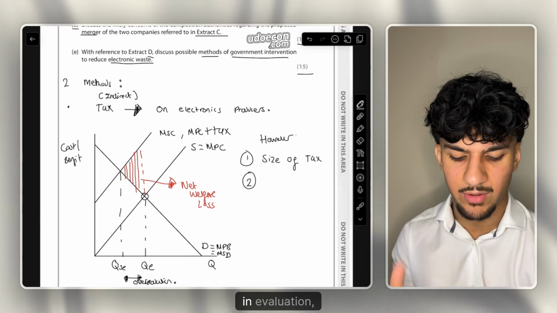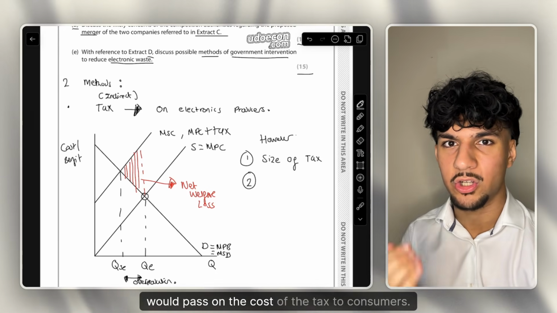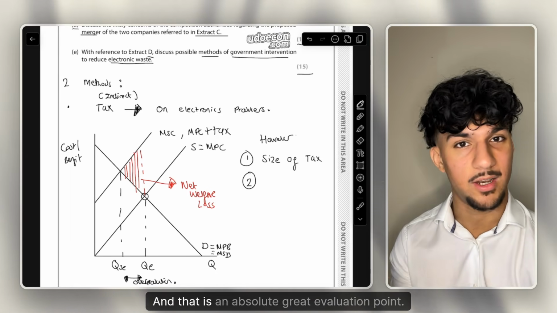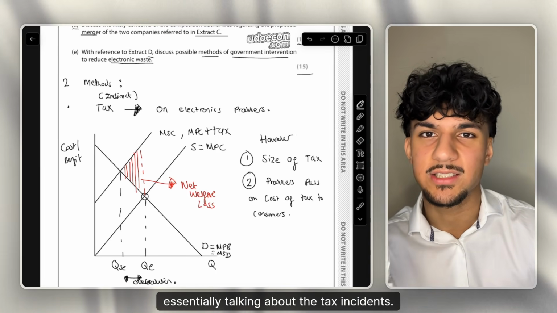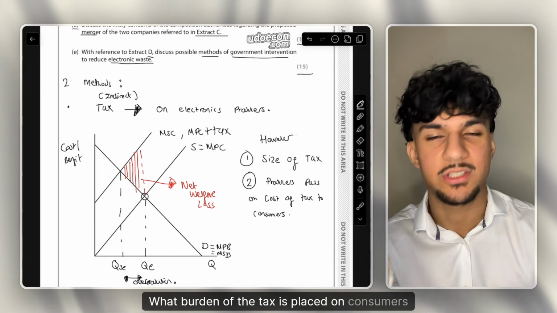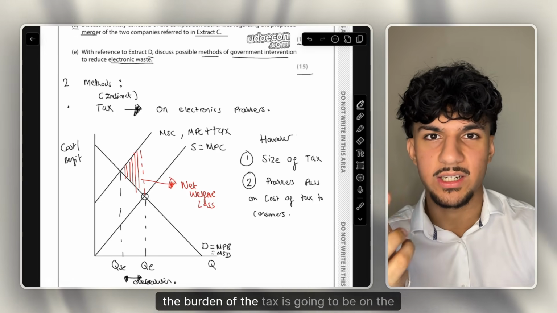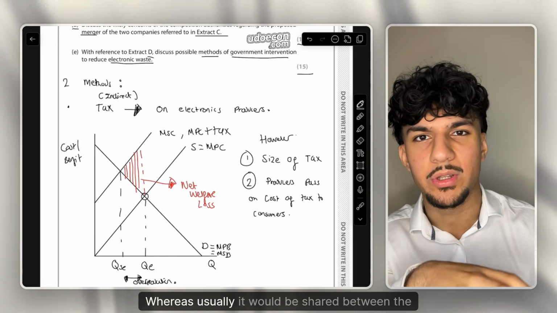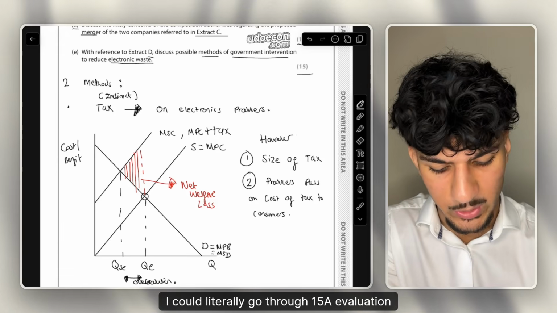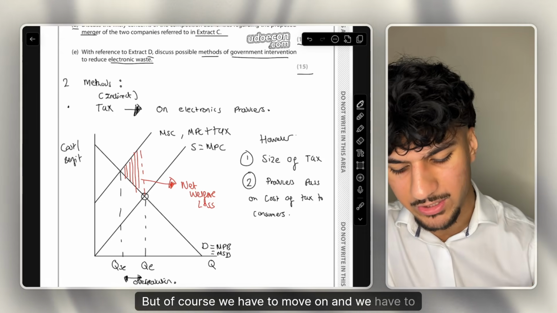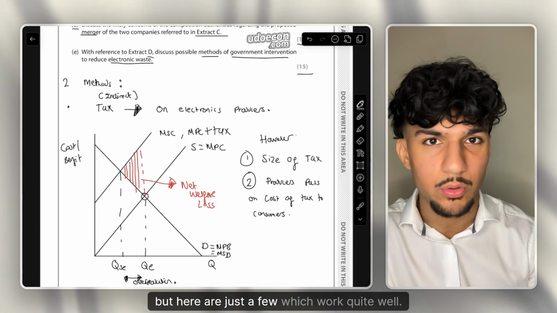So the way I'd word it is, however, in evaluation, this depends on the assumption that producers would pass on the cost of the tax to consumers, and that is an absolutely great evaluation point. And for those of you who know what this means, it's essentially talking about the tax incidence. What burden of the tax is placed on consumers versus producers? In this scenario, we're essentially saying all the burden of the tax is going to be on the producers, whereas usually it would be shared between the producers and the consumer. And for this question, I could literally go through 15 A-star evaluation points, but of course we have to move on and keep going with the question. Like I'm saying, lots of evaluation points here, but here are just a few which work quite well.